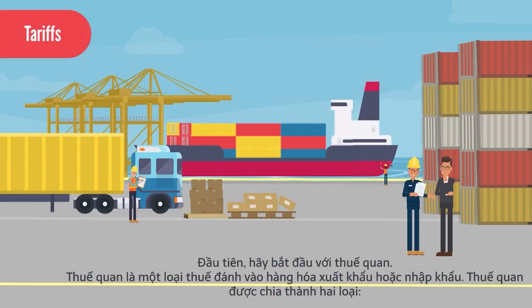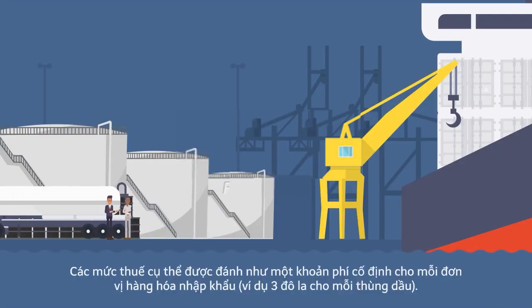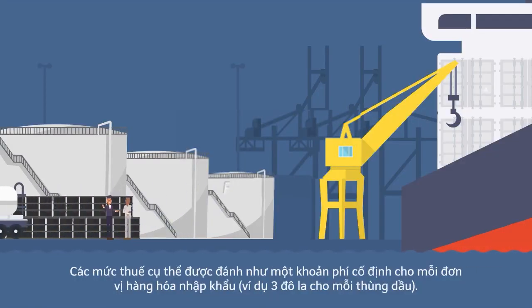First, let's start with tariffs. Tariff is a tax levied on imports or export. Tariffs fall into 2 categories. Specific tariffs are levied as a fixed charge for each unit of goods imported. For instance, $3 per barrel of oil.